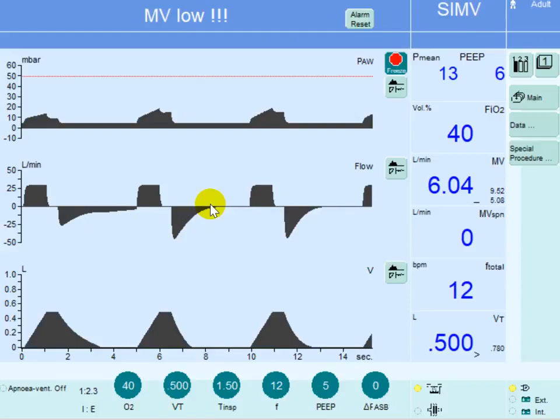This can be caused by a pneumothorax, hemothorax, congestive heart failure, pulmonary edema, pneumonia, worsening ARDS, or atelectasis.